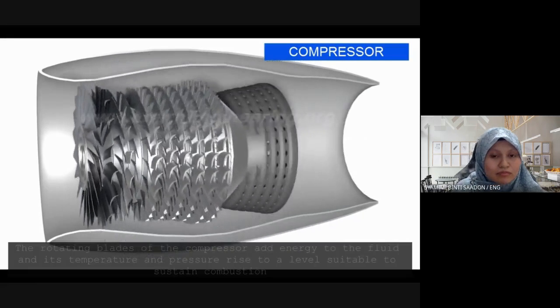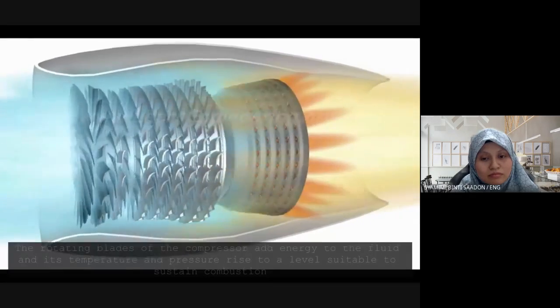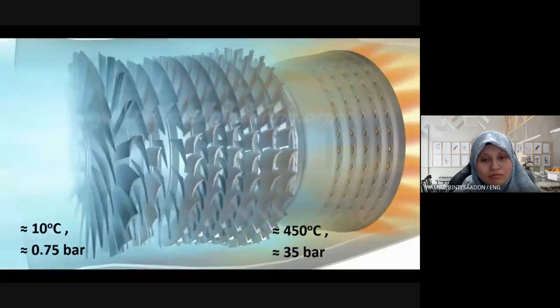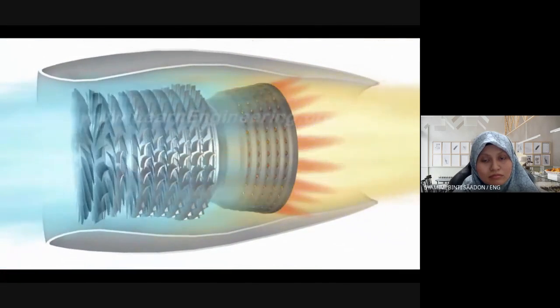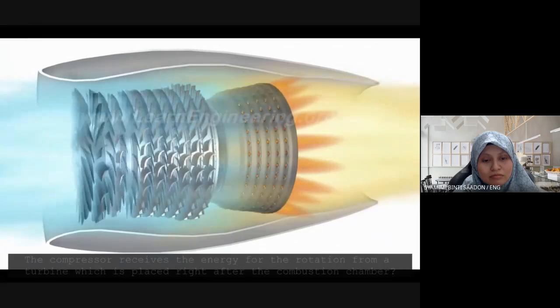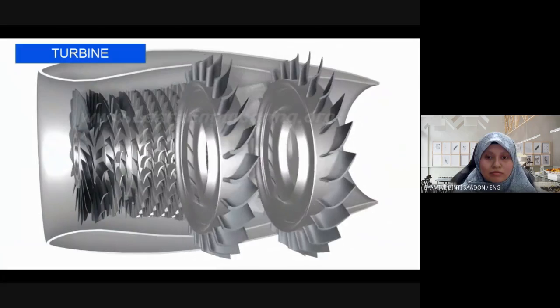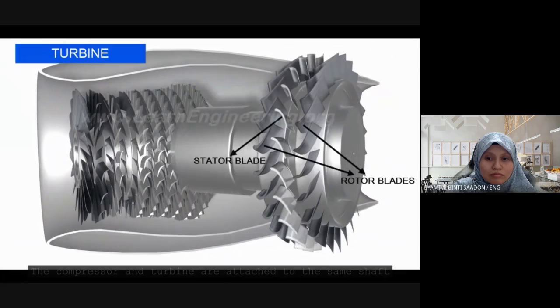The rotating blades of the compressor add energy to the fluid and its temperature and pressure rise to a level suitable to sustain combustion. The compressor receives the energy for the rotation from a turbine, which is placed right after the combustion chamber. The compressor and turbine are attached to the same shaft.